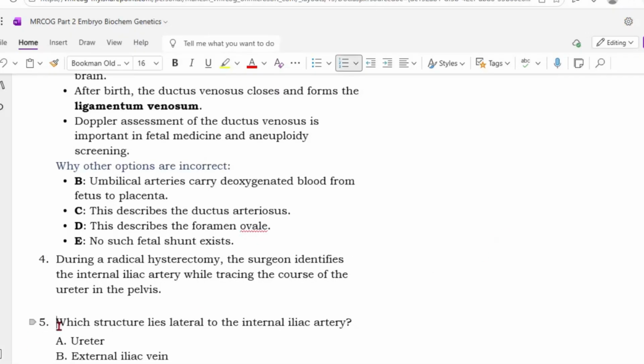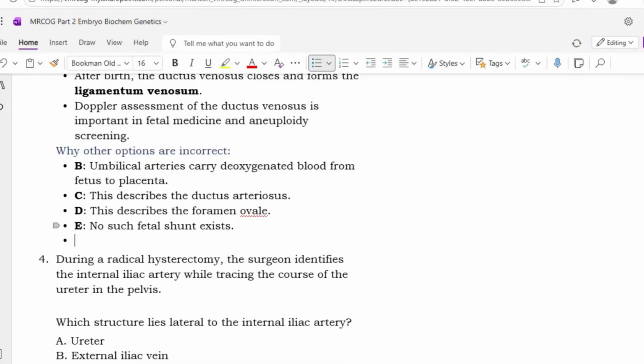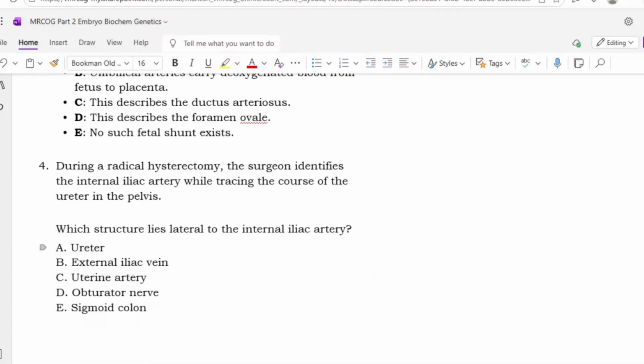Yes, sir. During a radical hysterectomy, the surgeon identifies the internal iliac artery. While tracing the course of the ureter in the pelvis, which structure lies lateral to the internal iliac artery? Ureter, external iliac vein, uterine artery, obturator nerve, sigmoid colon. Sir, option E, ureter. Yes, sir.